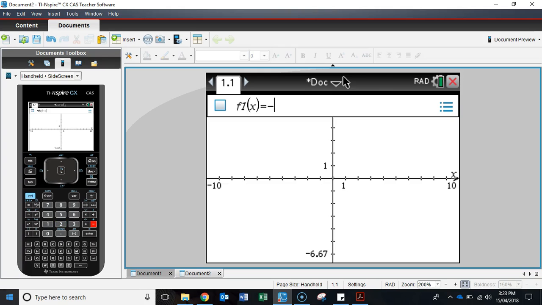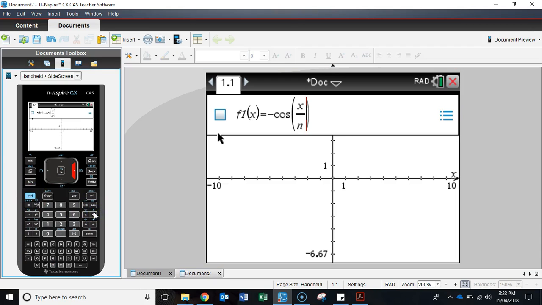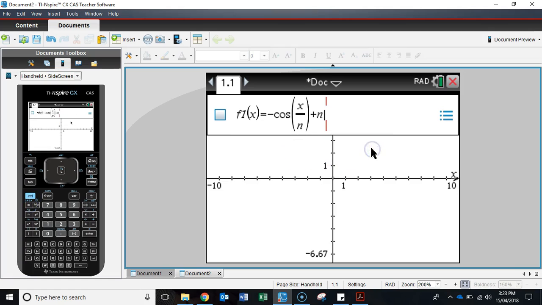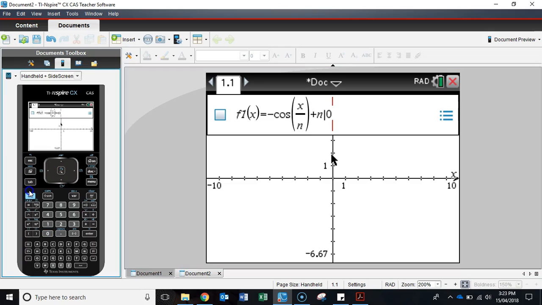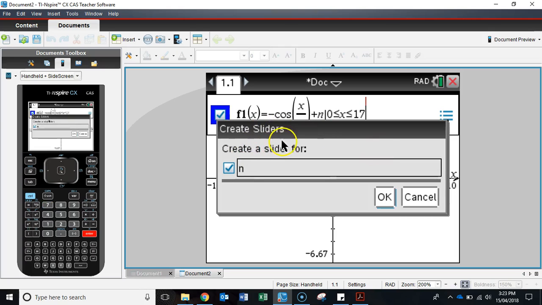So we have negative cosine of x divided by n plus n, and we are on the domain 0 to 17. When we press enter here, we get this thing that says, do you want to create a slider for n? And we do.